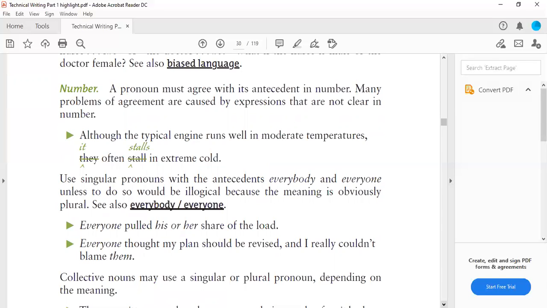Use singular pronouns with antecedents such as everybody and everyone, unless to do so would be illogical because the meaning is obviously plural. Everyone pulled his or her share of the load. Everyone thought my plan should be revised and I really couldn't blame them. So here again, you have to be very careful. Either you use "his or her", in order to avoid gender bias.